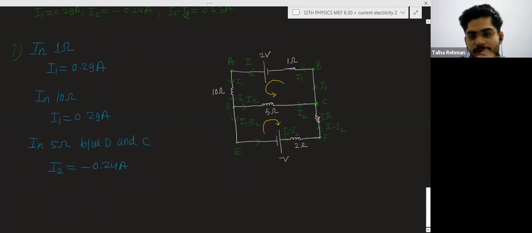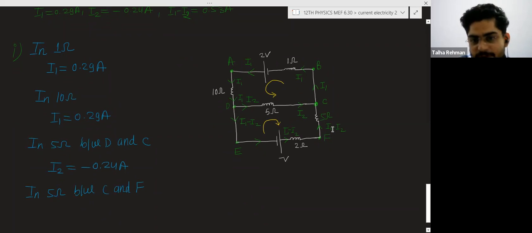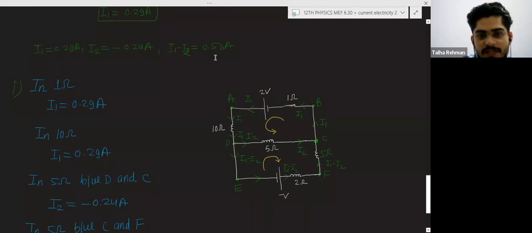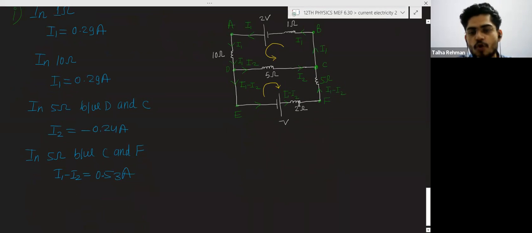So if you want to find the current in this 5 ohm between C and F, what is the current? It is I1 minus I2. I have already found I1 minus I2. You can see here, this is 0.53 ampere. And last is the 2 ohm resistance.